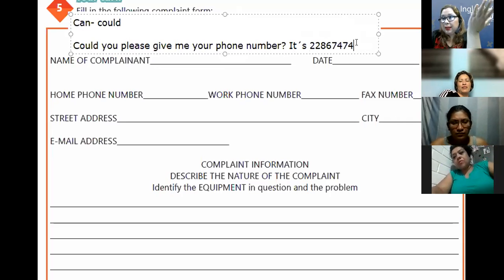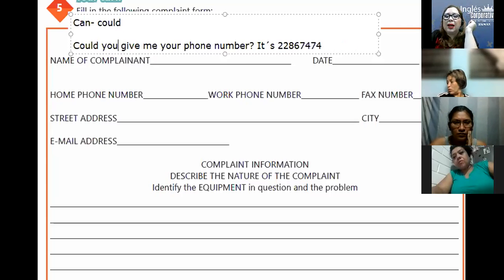So lo que quiero que veamos es la forma de escribir estas preguntas, o de decirlas. Tenemos could at the beginning, así como usábamos would, al principio. Would you like. Aquí es could. Aquí podría utilizar please, en esta posición en que está, o lo puedo usar al final. Please puede ser ahí donde estaba después del sujeto o al final.